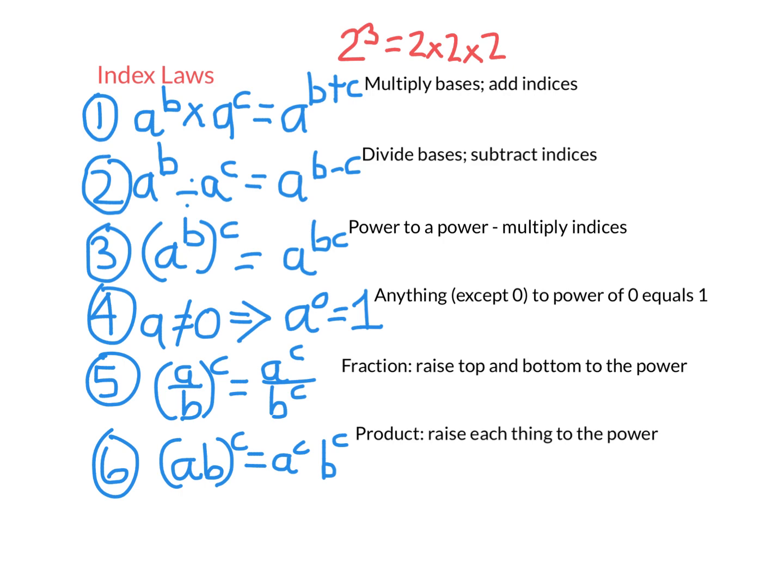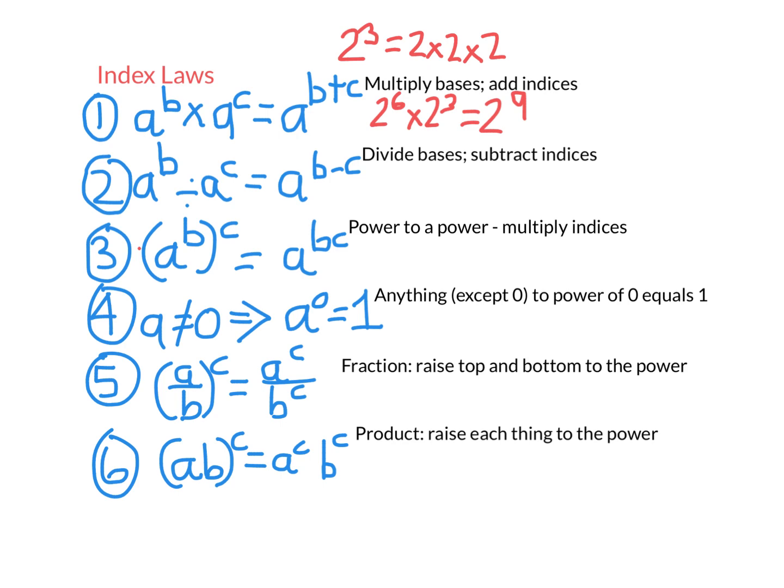So the first one just says if you multiply bases, the same base, so here A is the base, then you add the powers. So if you have something like 2 to the power of 6 times 2 to the power of 3, you keep the same base and you add the powers. 6 plus 3 is 9.